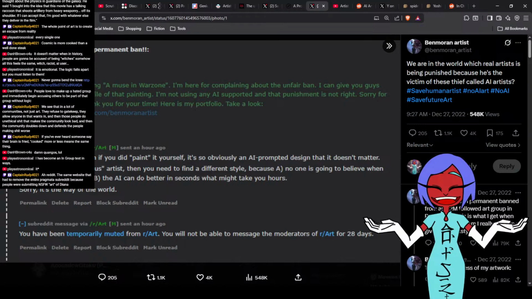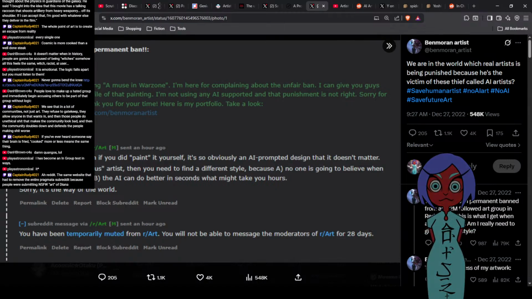Complain about the permanent ban. So let's see what they actually wrote. They posted, "I'm the artist of a painting, A Muse in Warzone. I'm here for complaining about the unfair ban. I can give you guys the process or the PSD file of that painting. I'm not using any AI supported and that punishment is not right. Sorry for my bad English and thank you for your time. Here's my portfolio. Take a look."